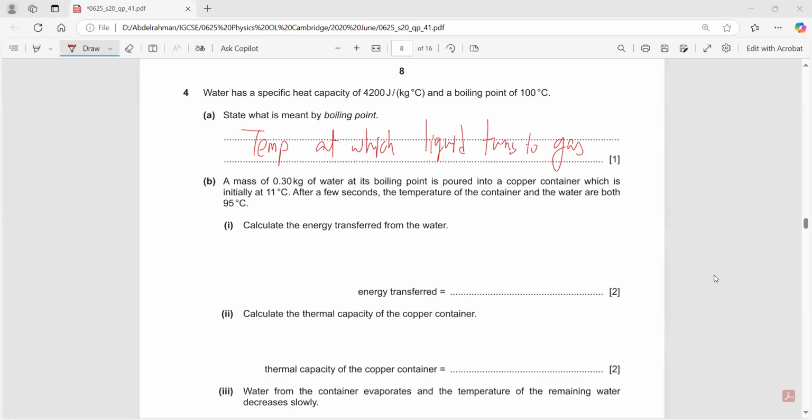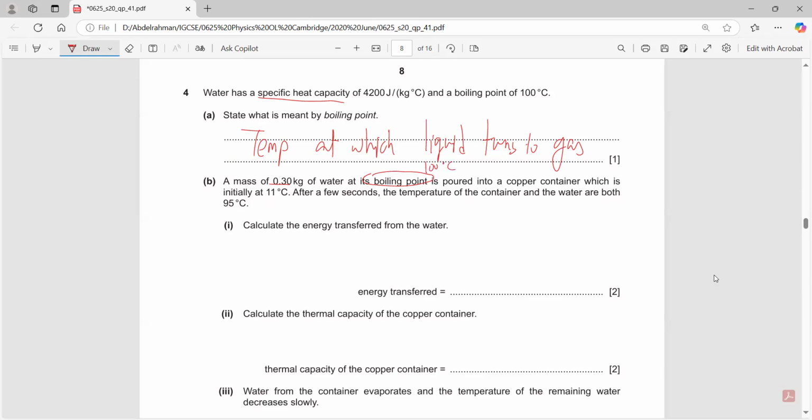Calculate the energy transferred from the water. Can I calculate the energy transferred from the water? E equals mc delta T. We have the specific heat capacity, you have the mass of the water, and you have the delta T. I know probably some of you have solved this question wrong. The water is now at its boiling point, which is 100 degrees Celsius.